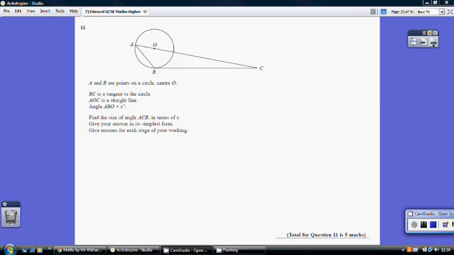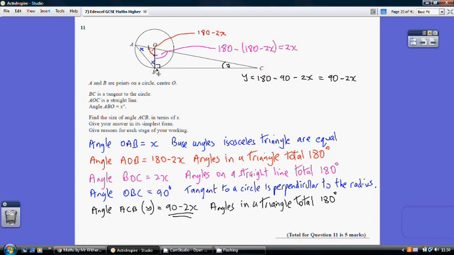Question 11. So we're told that angle ABO is x degrees. Now our starting point is to appreciate that the triangle AOB is an isosceles triangle, because both AO and OB are radiuses of the circle. So because this is an isosceles triangle and we've called this angle here x, then angle BAO is also x, because base angles of an isosceles triangle are equal.